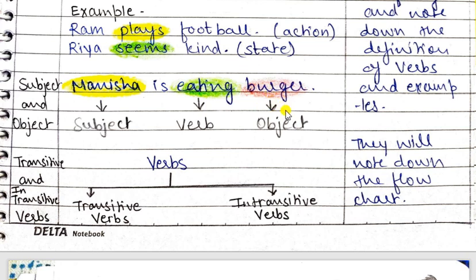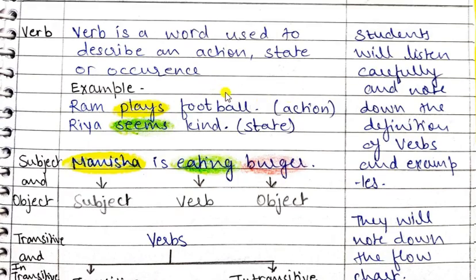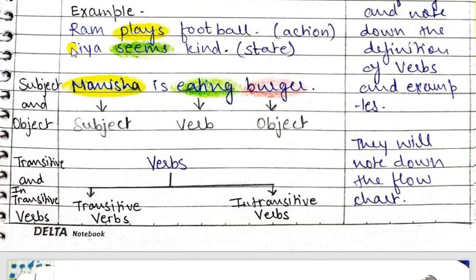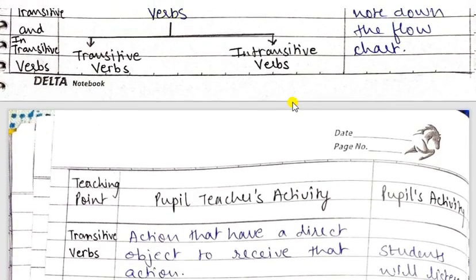Then object is the thing particularly which has been used for the action, right? So in this case object is football, right? Okay, just tell me in the comment box. Ria seems kind. What is the object in this sentence? If you are aware about this, let me know in the comment box, right?